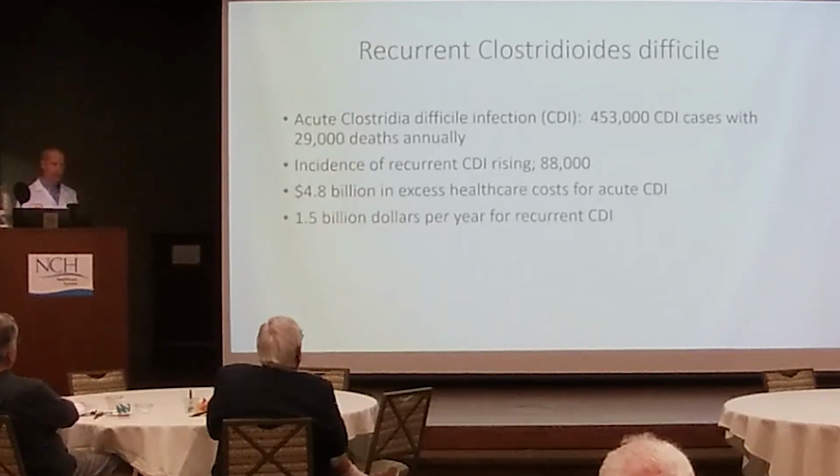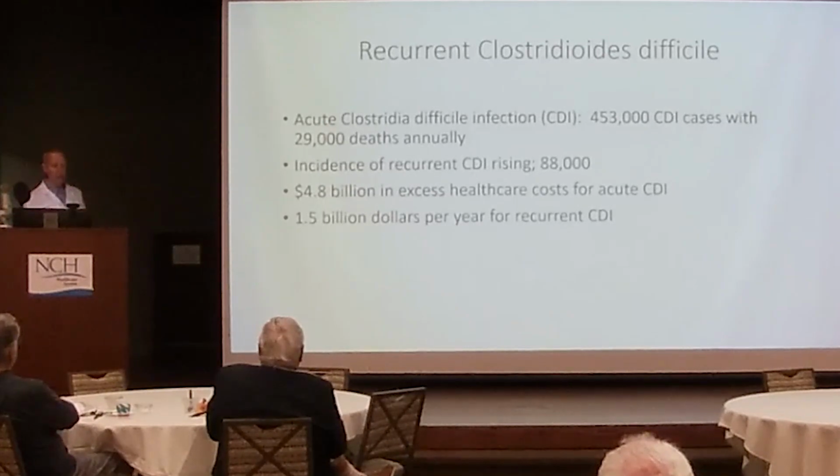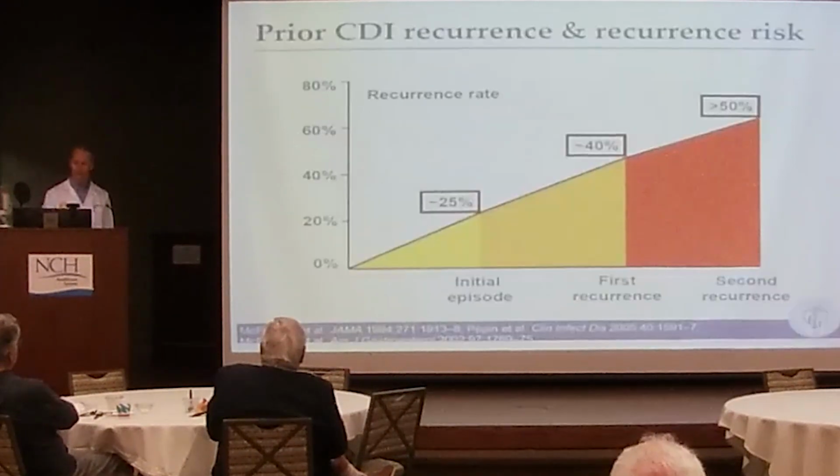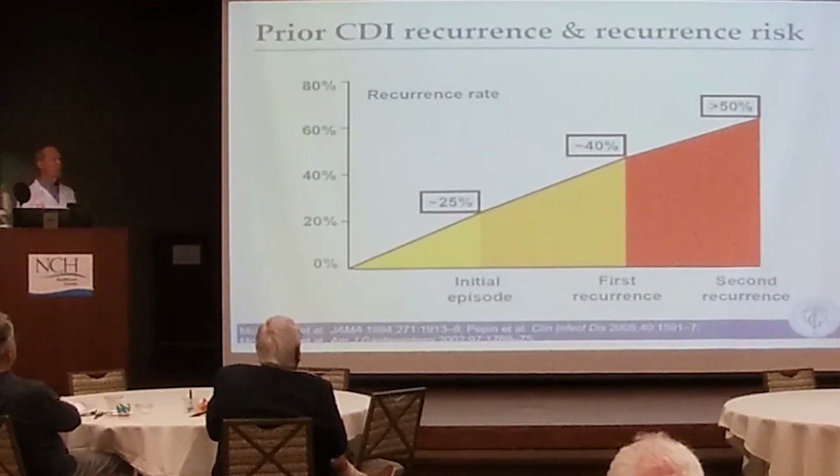recurrent C. diff, a recurrence of the original infection. And this occurs in a significant percentage, about 90,000 occurrences per year, adding an additional $1.5 billion to the overall costs of the health burden of C. diff. And just to dwell for a moment on this concept of recurrent C. diff, after the initial infection, 25% of people will have a recurrence. That is to say, the original infection will recur, and the reason is this.